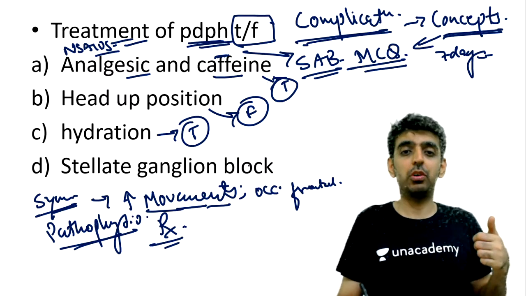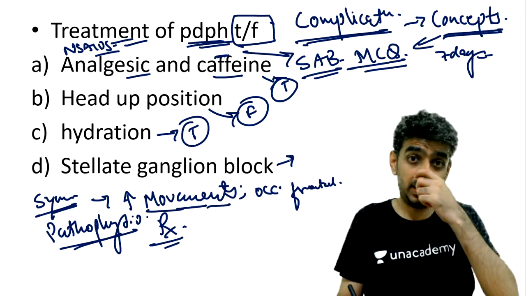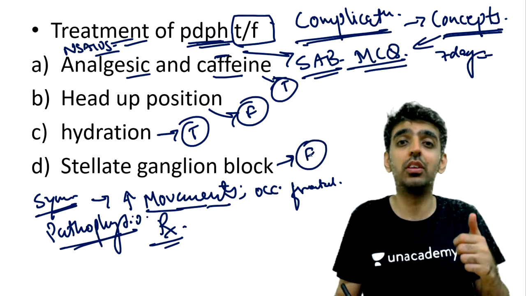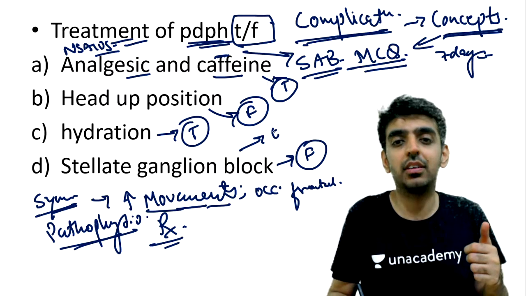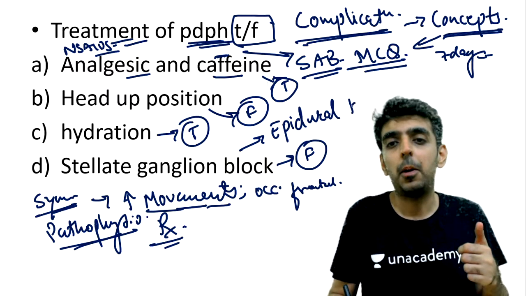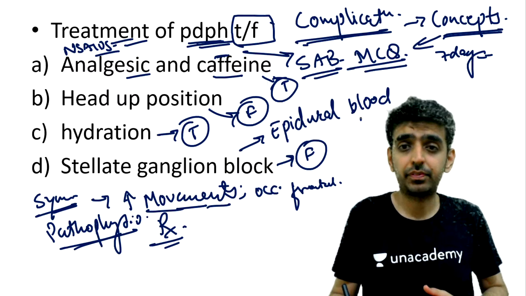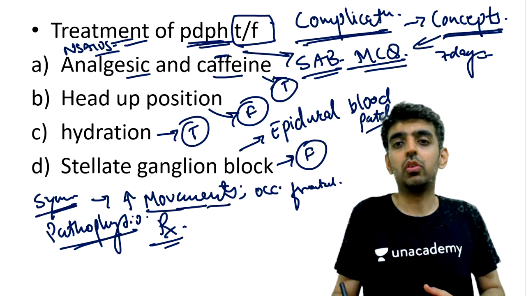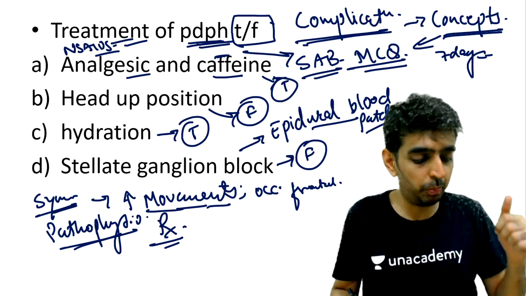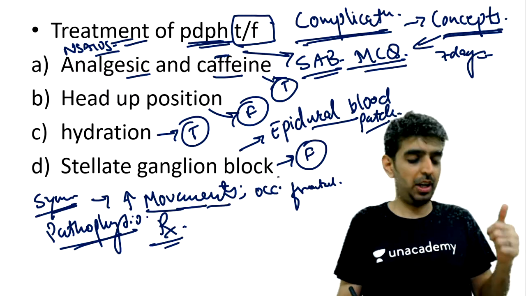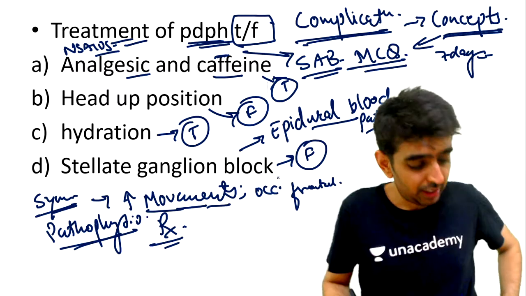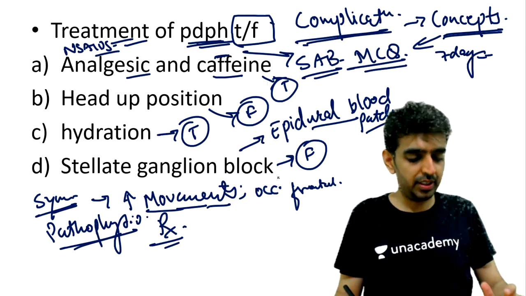That is true. What about stellate ganglion block? Do we use stellate ganglion block for PDPH treatment? No. So option B is false. We use epidural patch. The invasive procedure is known as epidural blood patch. So the invasive procedure that we do for the patients of PDPH is epidural blood patch, right? Yes, there is sudden apparent decrease of ICT. That is correct.